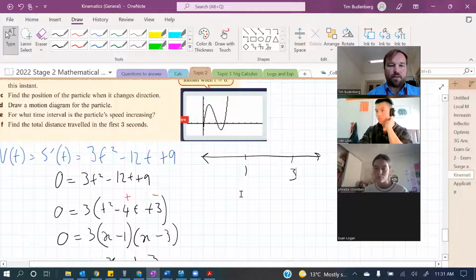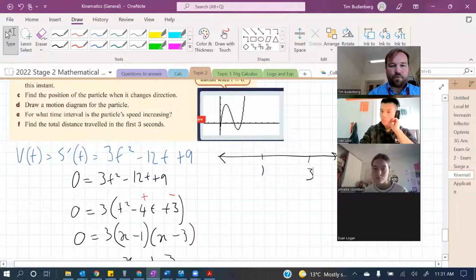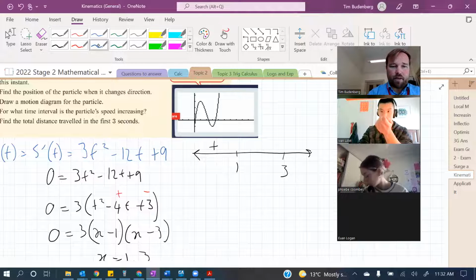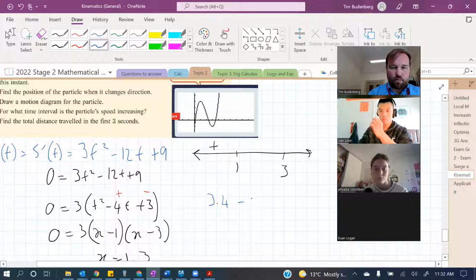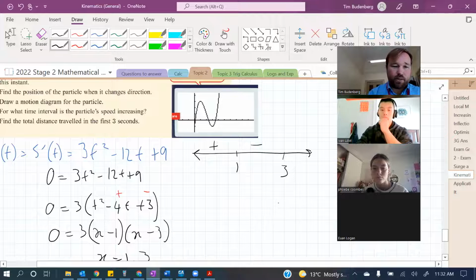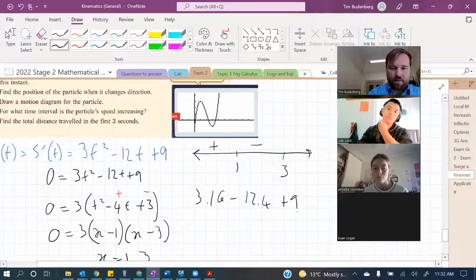I would substitute into the velocity function. If we sub in 0, it's going to be plus 9. If we sub in 2, what's that? 3 lots of 4 minus 12 lots of 2 plus 9. 12 minus 24 plus 9. Well, it's going to be negative, isn't it? That minus is just dragging everything down negative. And then if we sub in the number 4, 3 lots of 16 minus 12 lots of 4 plus 9.